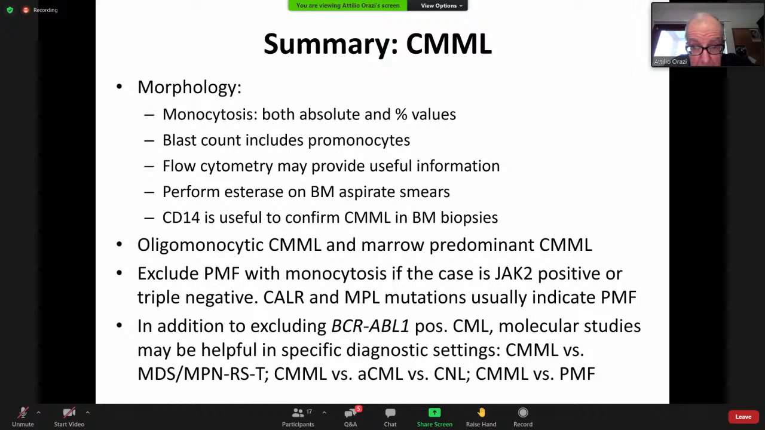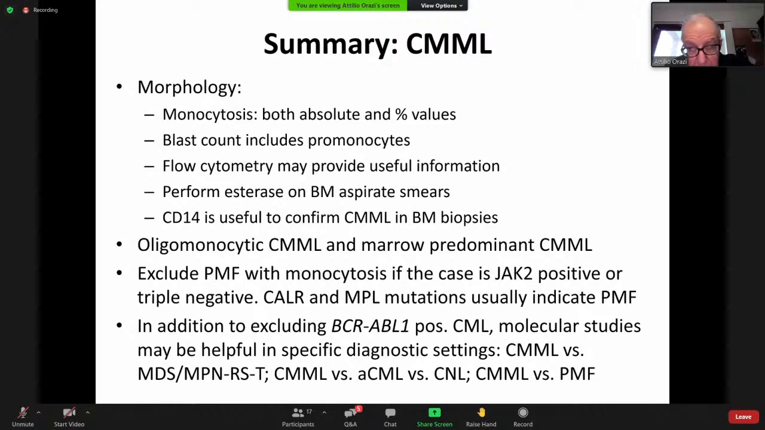Oligomonocytic CMML and marrow-predominant CMML exist. They're not very common, but you should learn how to recognize them. And they need basically molecular confirmation, in my opinion. Get into the habit to exclude PMF from monocytosis if you find fibrosis. And this is true mostly in the JAK2 positive or in the triple negative, because the calreticulin and MPL mutations usually indicate PMF in the patient, so you don't have to waste too much time.